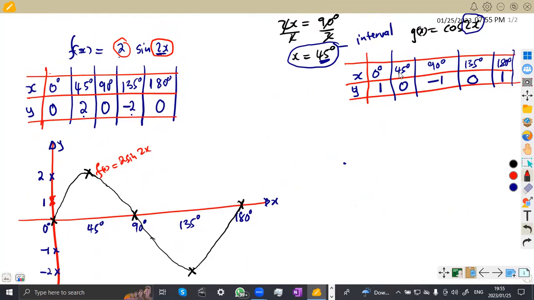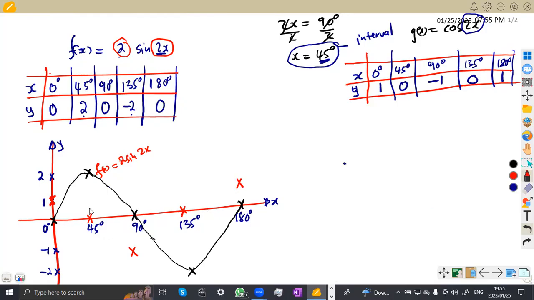Okay, 45 versus 0. So this is 45 versus 0 here. 90 versus minus 1. So this is 90 versus minus 1 here. 135, sorry, versus 0 at this point. Then 180 versus 1, that's 180 versus 1, which is somewhere here.